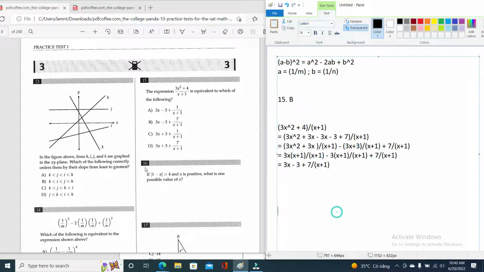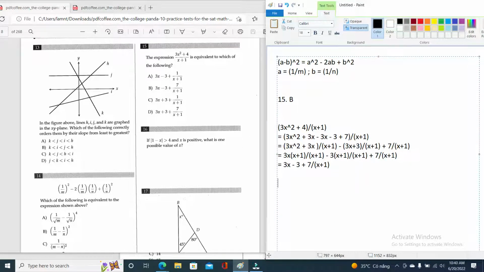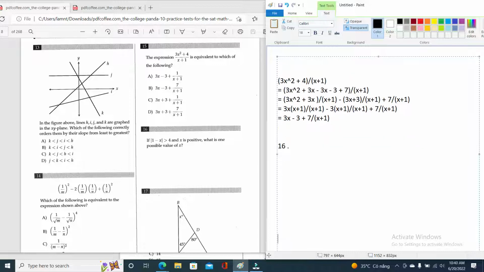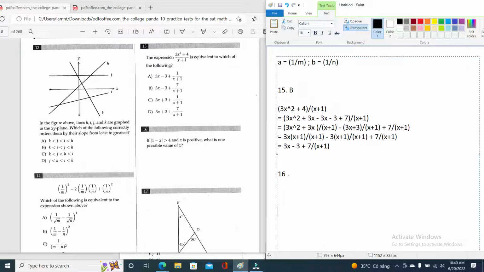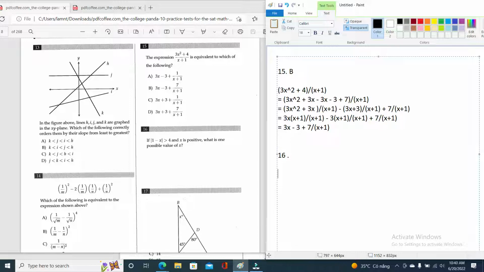Let's do number 16. So 15 is B already. 16, what is the possible value that satisfies the inequality: the absolute value of 1 minus x has to be greater than 4. So the absolute value of 1 minus x is greater than 4.